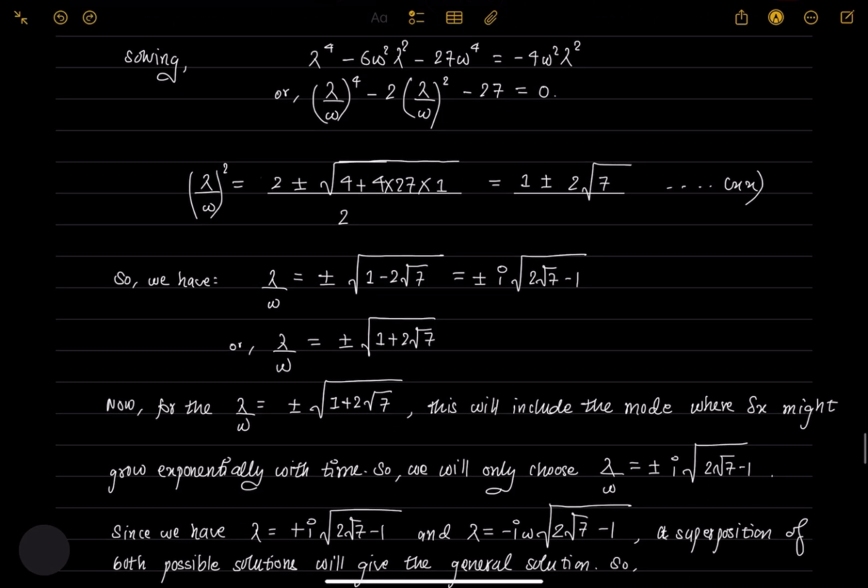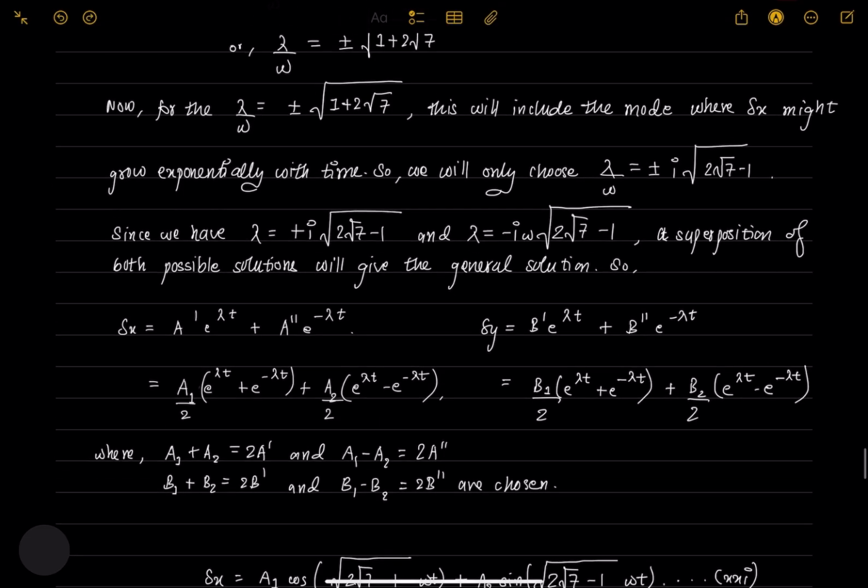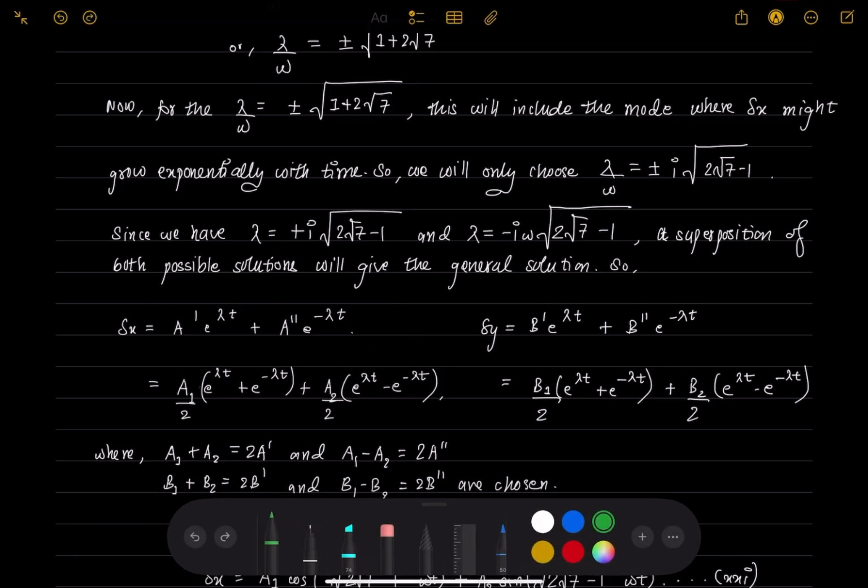So since there are two possible values of lambda, there are also two possible terms in the general form of the solution for delta x, right? Because this is the property of second order linear differential equations. If one of the terms satisfies the differential equation and another also satisfies it, because there's a lambda and there's also a negative lambda, by the way, right? There's a lambda and there's also a negative lambda.